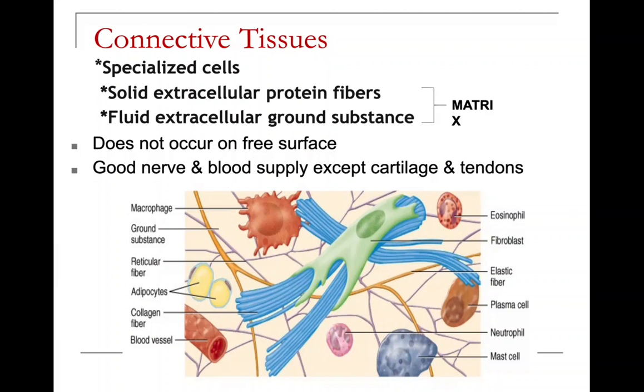So it's going to have specialized cells. You'll have some solid extracellular protein fibers and a fluid extracellular ground substance. Those 2 things are going to make up the matrix, which is the material that will suspend the cells. This does not occur on a free surface. They do have good blood and nerve supply to most of them, except cartilage and tendons. With a poor blood supply, cartilage and tendons are poor healers as well.